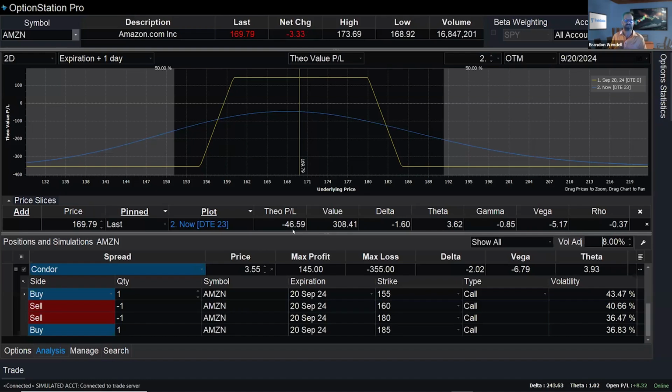Remember, our max profit is only $145. Well, as long as we expire within. If we are forced to close this early, we could accept a larger loss than we wanted to because the volatility adjusted on us. And volatility can change quite rapidly throughout the day, especially on certain securities.